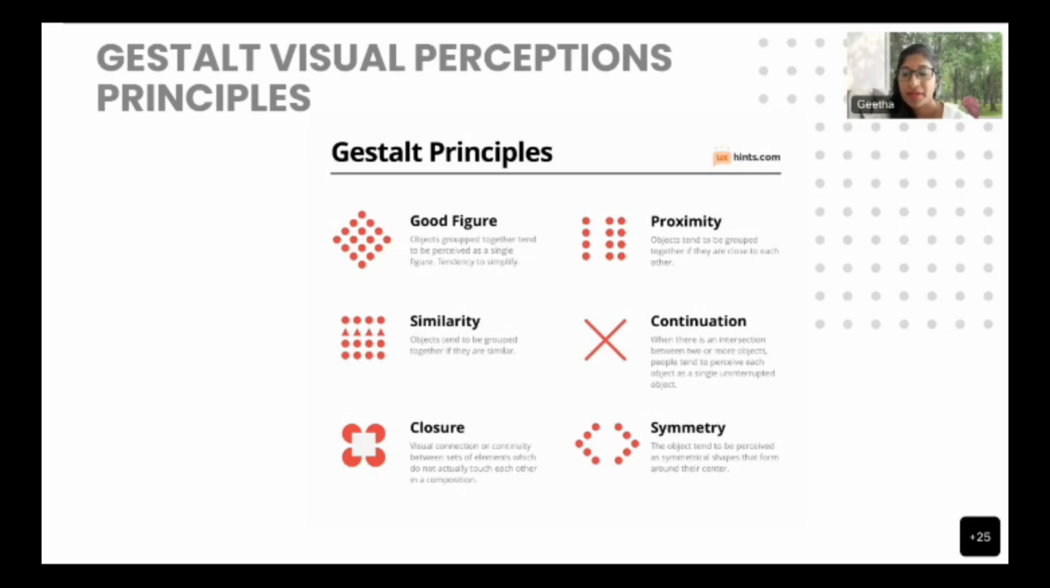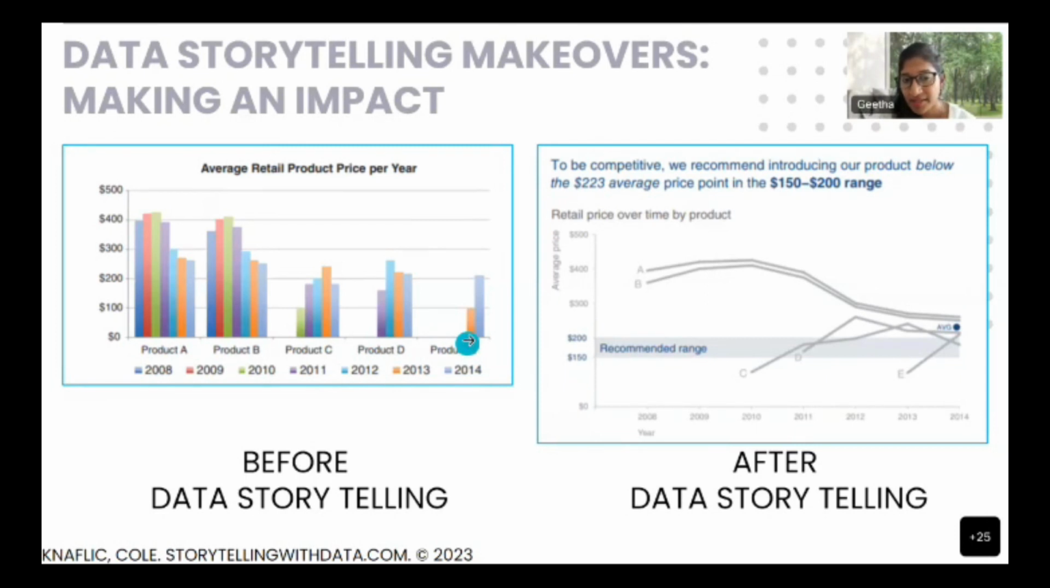So you can see that product A and product B are sort of legacy products of the organization, of the company, while products C, D, and E are slightly newer, because you see they have fewer years in them, right? So you can see that very clearly, especially product E is the latest to join the suite of products. So the title is Average Retail Product Price Per Year. Okay, that's it. It stops there.